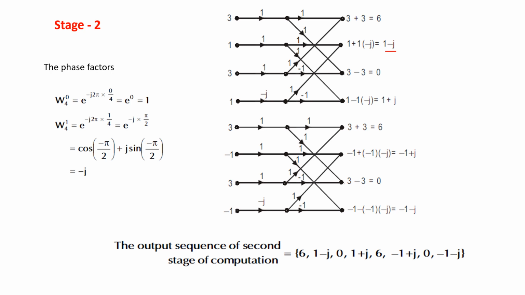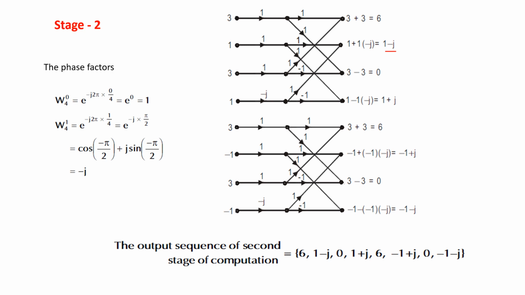So this is the output for the first 4-point butterfly of stage 2. The second 4-point butterfly output is this 3 will be reaching here, and this 3 multiplied with 1 will be reaching here. So 3 plus 3 is equal to 6. And here this minus 1 will reach here, and this minus 1 multiplied with minus j will reach here. So that will be getting minus 1 into minus j plus j. So minus 1 plus j, it is the effective value here.